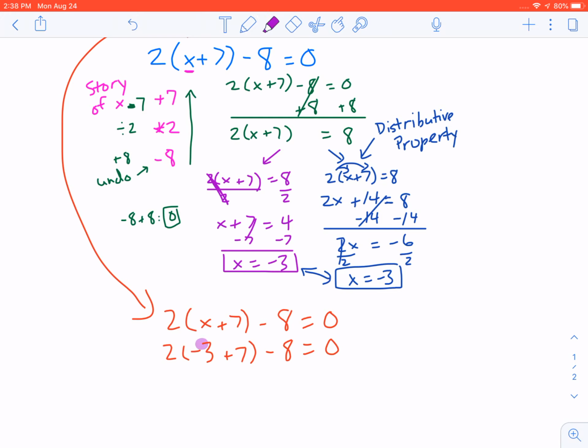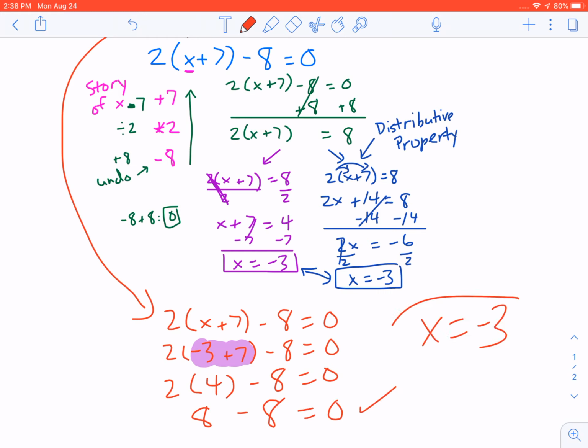So here I'm just going to follow my order of operations. Negative 3 plus 7 is 4. So I get 2 times 4 minus 8 equals 0. And I'm just checking to see that this is true. 2 times 4 is 8. 8 minus 8 is 0. x equals negative 3 is absolutely the correct answer.